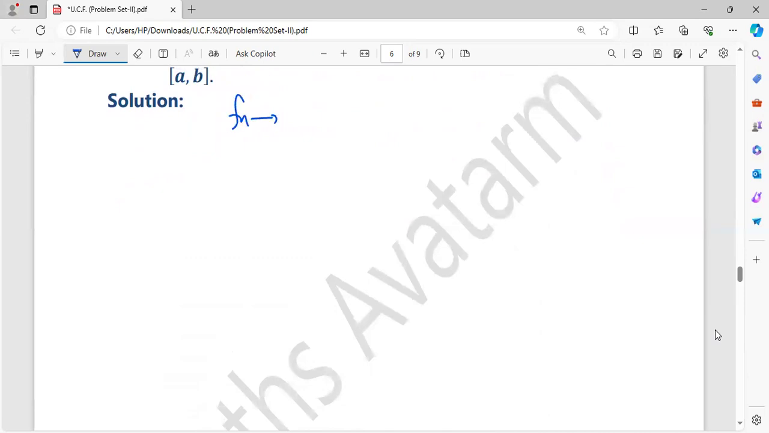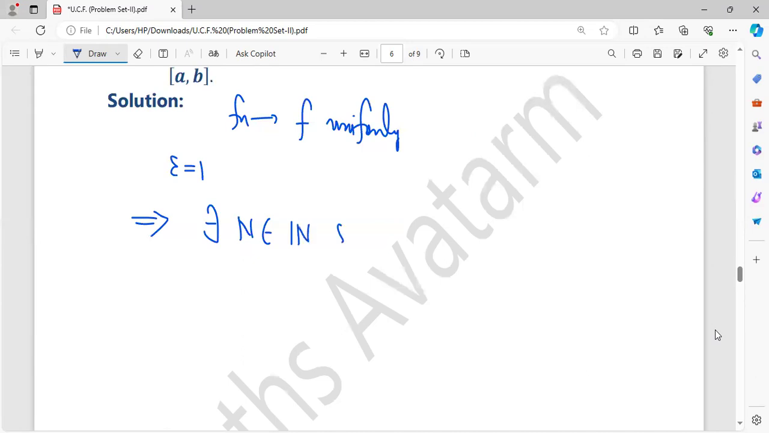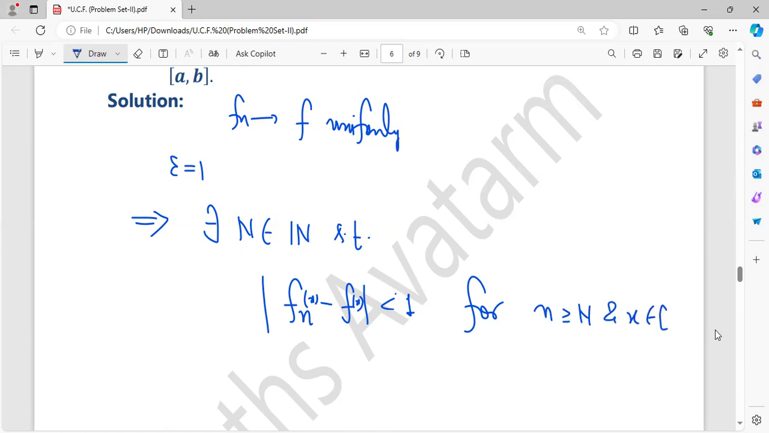So fn converges to f uniformly. So let epsilon be 1. This implies there exists capital N belonging to the naturals such that fn minus f at x is less than 1, because epsilon is 1, for all n greater than or equal to capital N, and x belongs to the closed interval [a, b].